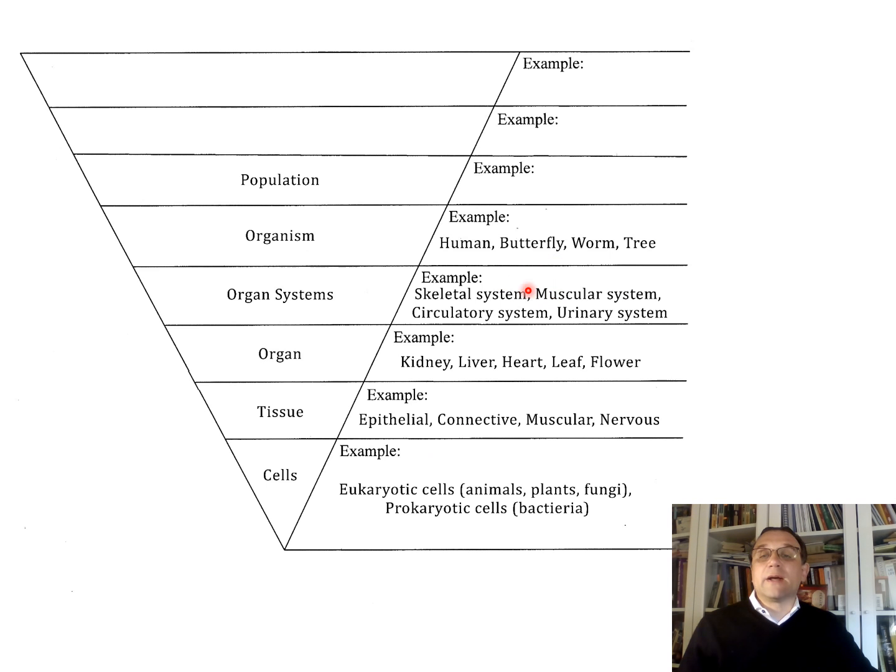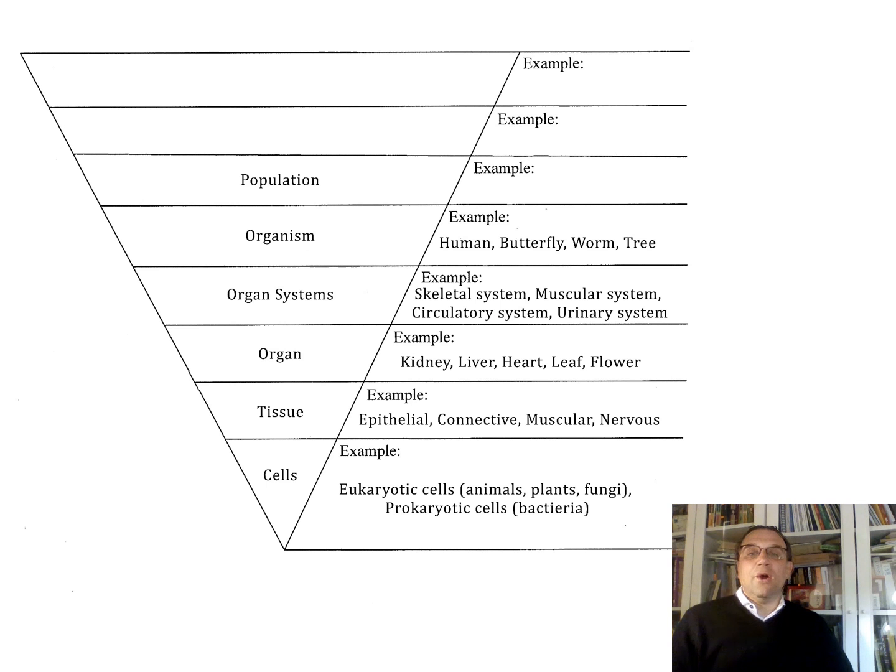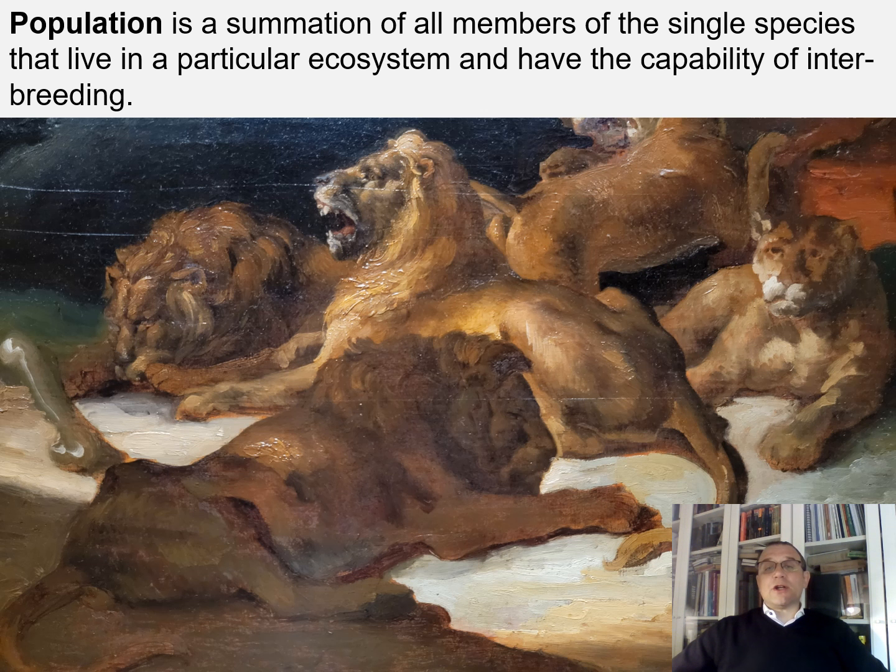So write down examples of organisms on this level of organization. I wrote mine: human, butterfly, worm, tree. All of these are organisms. Organisms make up a population. A population is a summation of all members of a single species that live in a particular ecosystem and have the capability of interbreeding. For example, all the lions in the savanna make up a population. Populations tend to live in particular places or ecosystems.